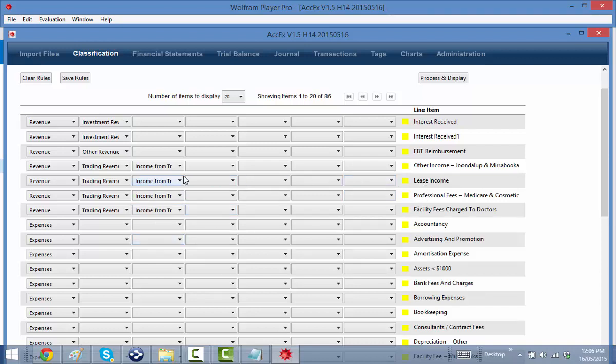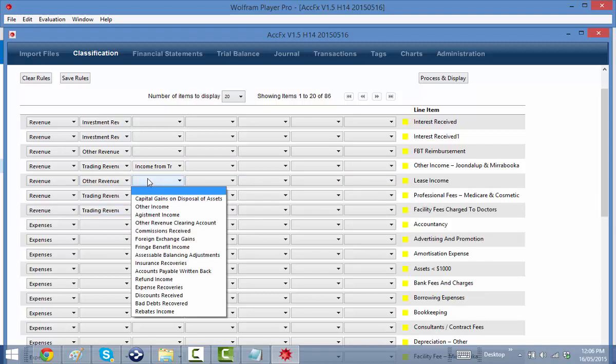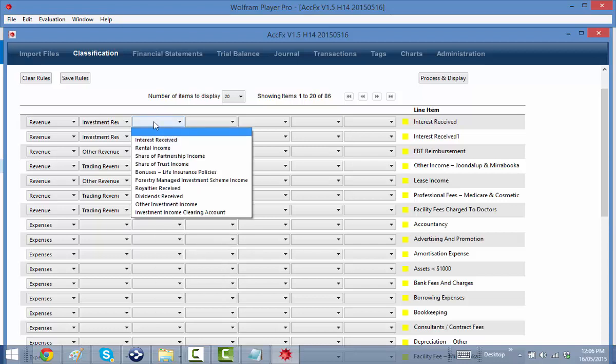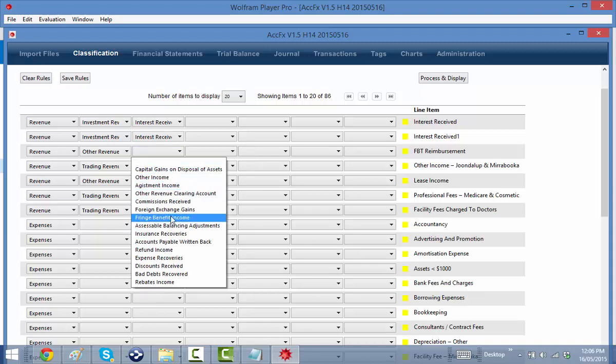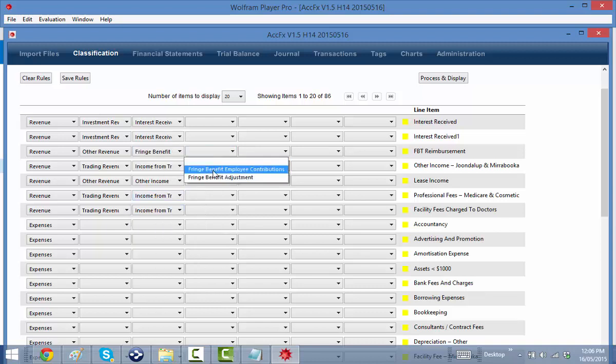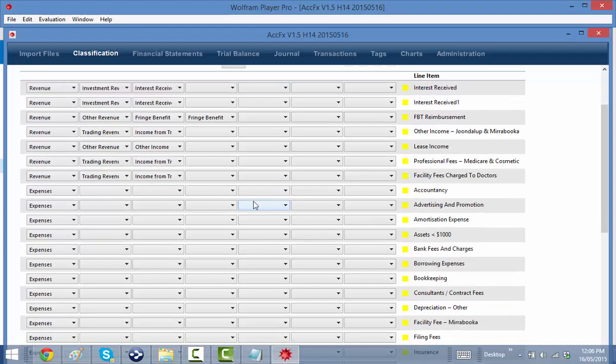We're not so sure about the lease income. As we mentioned, that's probably other. And because we don't have a classification type for that, it's just other there. So interest is obviously interest. Fringe benefit adjustment is the fringe benefit. You need to know if it's a reimbursement or an adjustment. In this case, we know about this entity, so now we know that it's an adjustment.